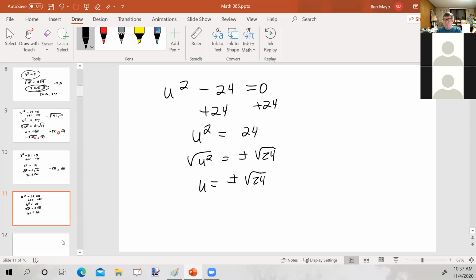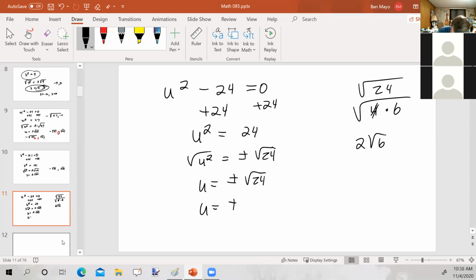However, the square root of 24 can be simplified, so we are expected to do that. Let's see, 24 is 4 times 6. 4 is a perfect square. 6 breaks down to 2 times 3, so there's no perfect squares there. But then this would become 2 square roots of 6. Okay, so then u equals plus or minus 2 square roots of 6. So that would be the answers.